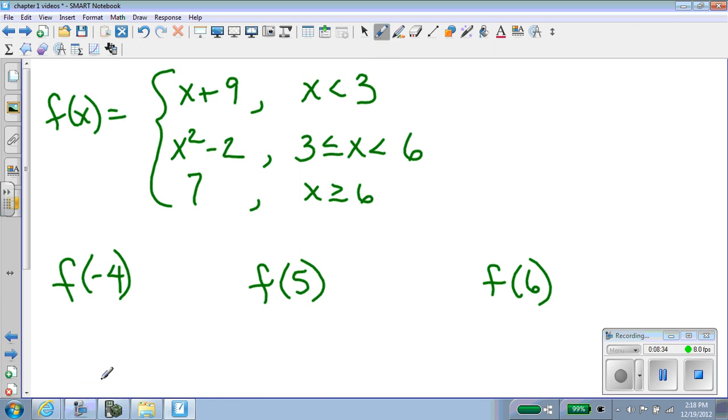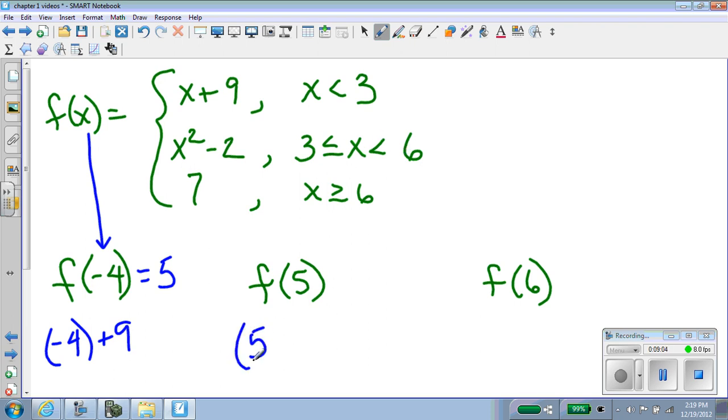I want f of negative 4. Well, that's saying x is negative 4. So negative 4 is one of those values that's less than 3. So I'm going to plug my negative 4 into this piece, negative 4 plus 9. So f of negative 4 is 5. f of 5. Well, 5 isn't less than 3, but 5 is between 3 and 6. So I'm going to plug that 5 into the middle piece and end up with 23.